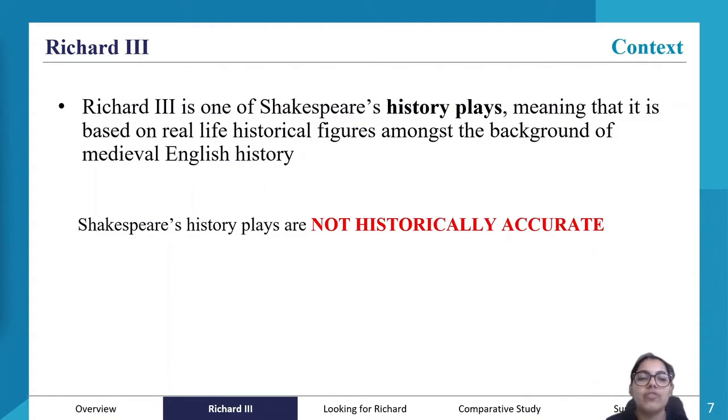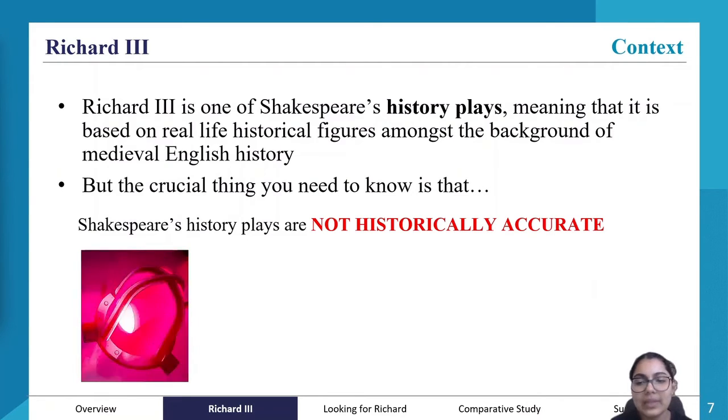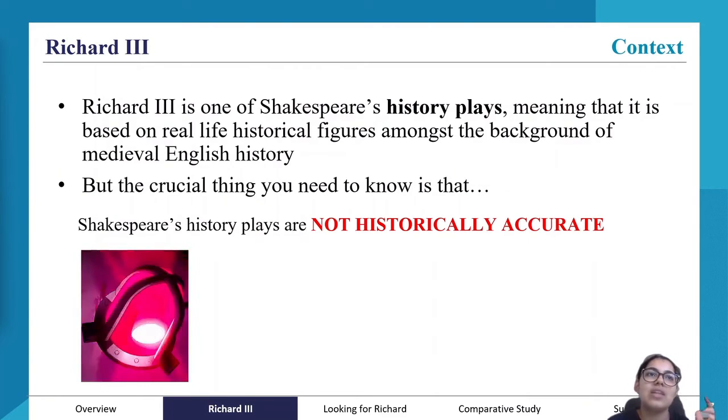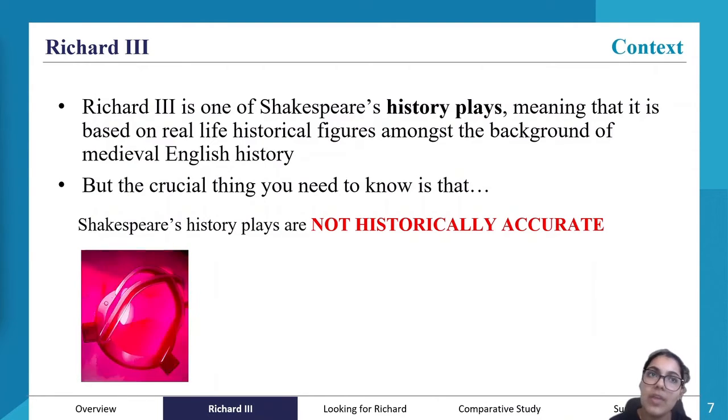based on a real life figure with the background of medieval English history. However, the thing with Shakespeare is he writes historical plays, but he doesn't write them accurately. He writes inaccurate historical plays. And what does that mean? That means that his plays are not accurate, that they are dramatized. They're dramatized, and along with being dramatized, they're also manipulated to deliver his propaganda. And what's that propaganda? Let's have a look at that.